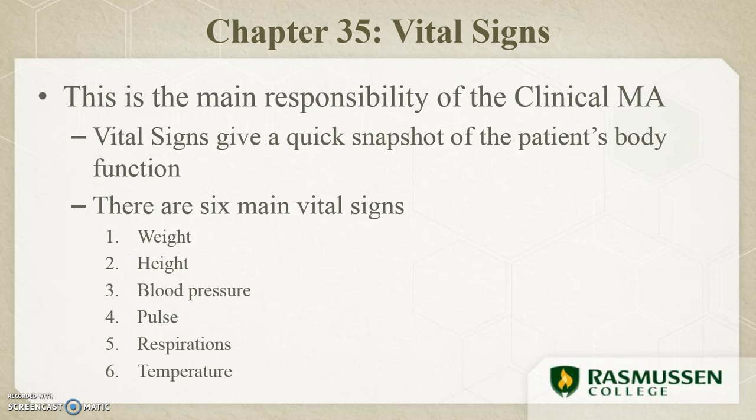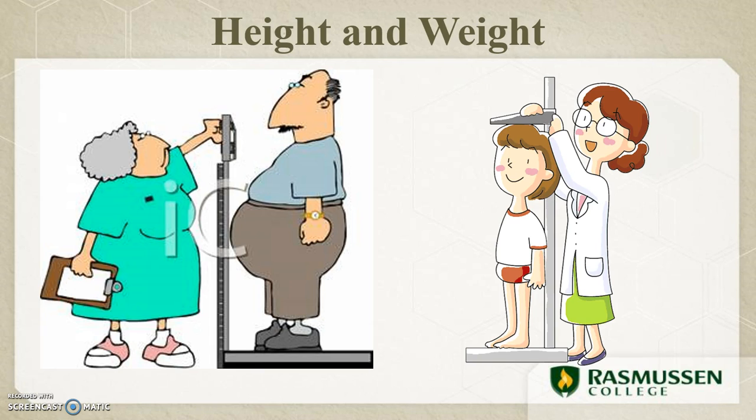Those are height and weight, blood pressure, temperature, pulse, and respirations. So let's look at each of those individually to get more information about them. We're going to start with the patient's height and weight. Typically, these are done at the same time, so that is why I've grouped them together.